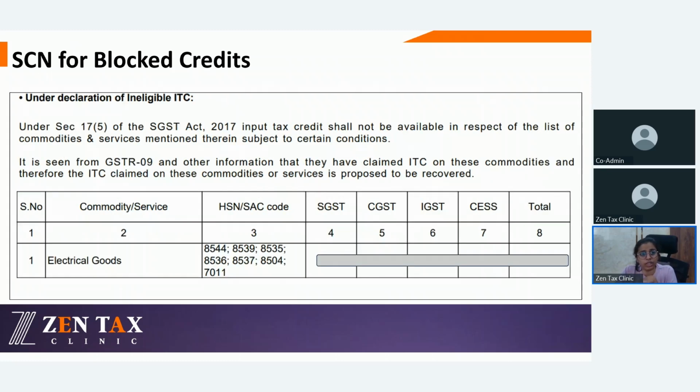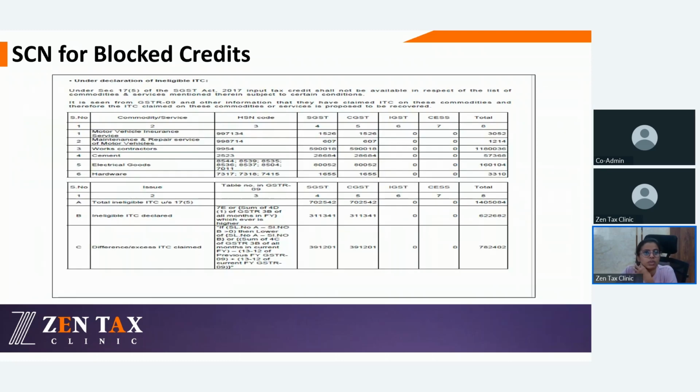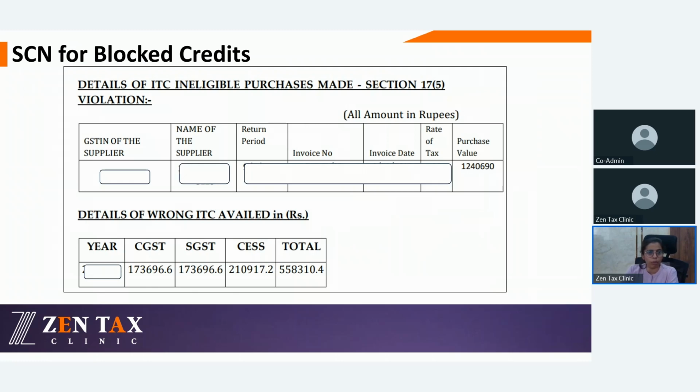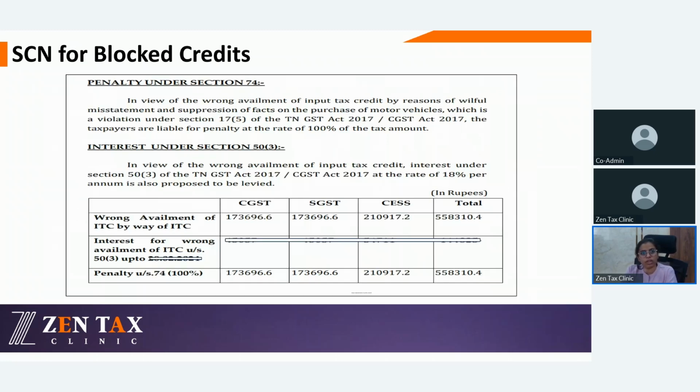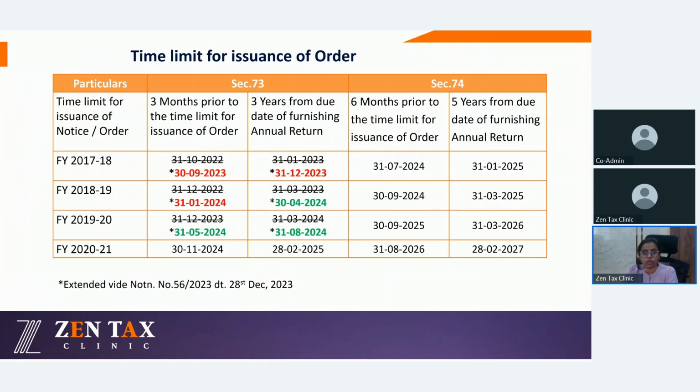This is with respect to electrical goods. This is with respect to cement, works contract, electrical goods and hardware. This is for the purchase of an immovable property. The same thing, because whenever 70 crore is attracted, you get 100% of the tax. So that is with respect to notices.